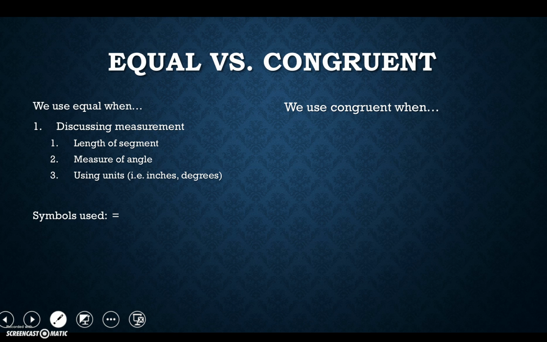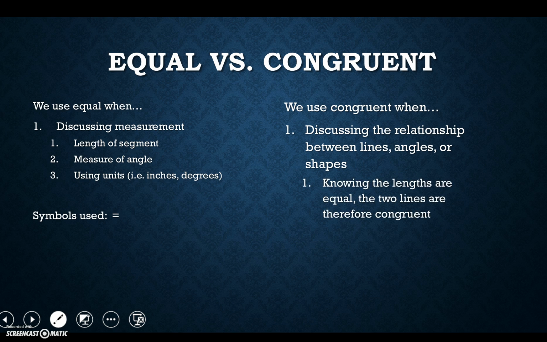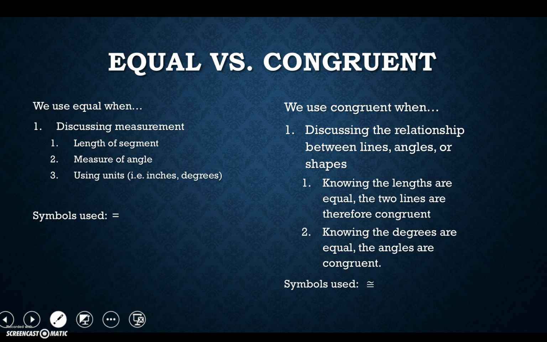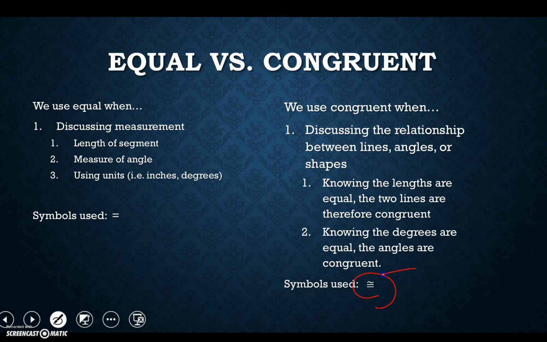However, we will discuss when things are congruent. We do that when we're discussing a relationship between lines, angles, or shapes. So for example, if I know the lengths are equal, then I can say that the two lines are congruent. Again, I'm not discussing what the lengths actually are, but since I know that the lengths are the same, if I were to discuss the relationship between the two lines, then I know that these are congruent. Same idea with angles. I know the degrees of different angles are equal, therefore the angles themselves are congruent. The symbol we use is a little bit different than the equal sign. If you take a look here, we have this squiggle sitting on top, and that always implies that it is congruent.